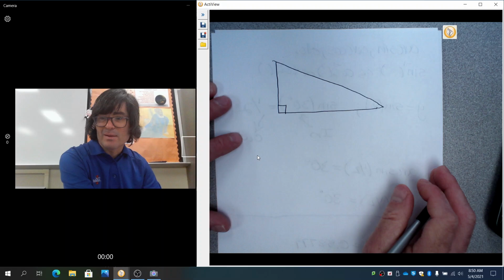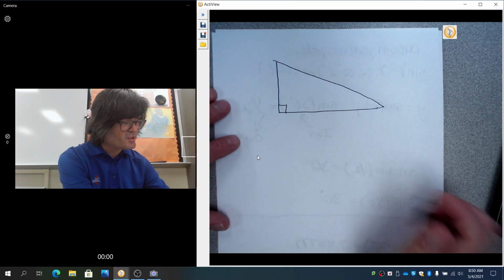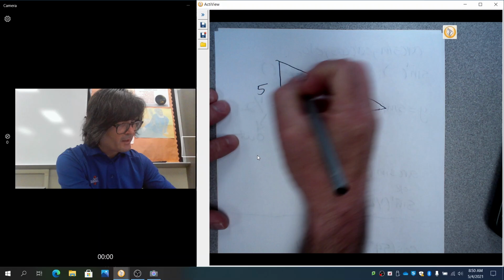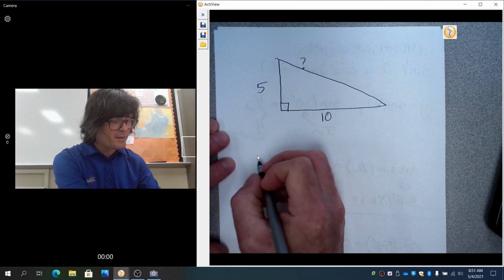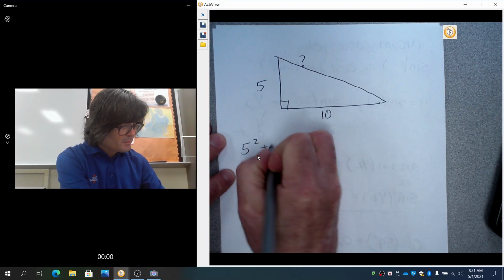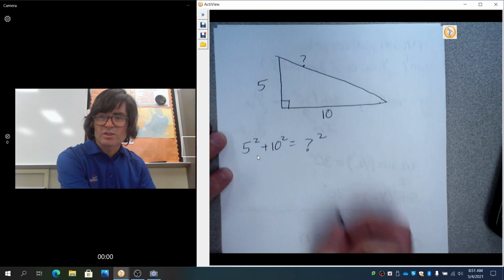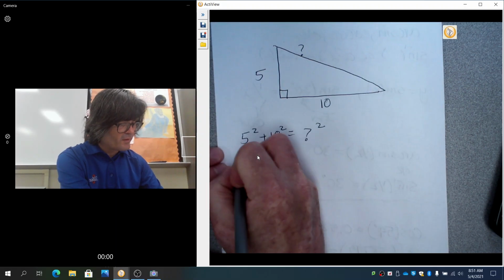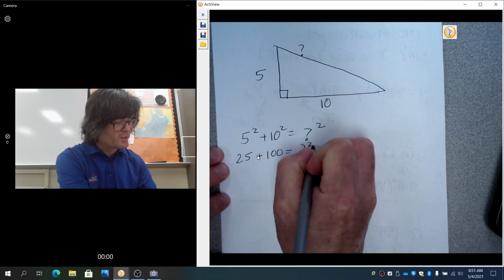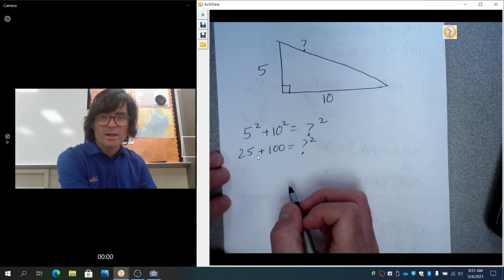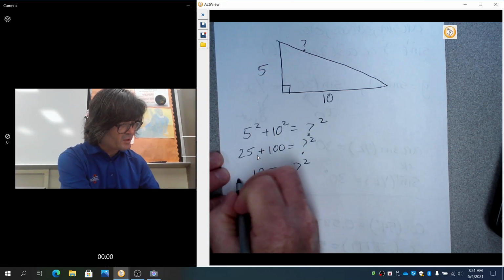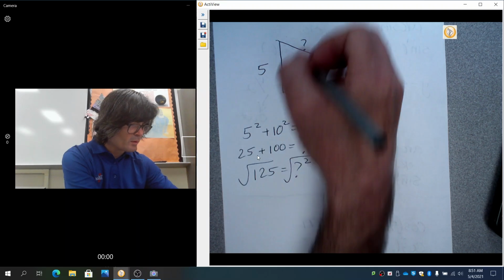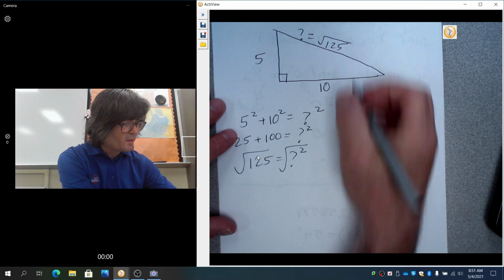So this is a right triangle. And I'm going to just make up some numbers. Let's do, this will be 10, this will be 5. I'll make this question mark for now. With the Pythagorean theorem, you know 5 squared plus 10 squared equals question mark squared. So this is 25 plus 100 equals question mark squared. And that's going to be 125. So if you take the square root of that, this is going to be the square root of 125. Okay.